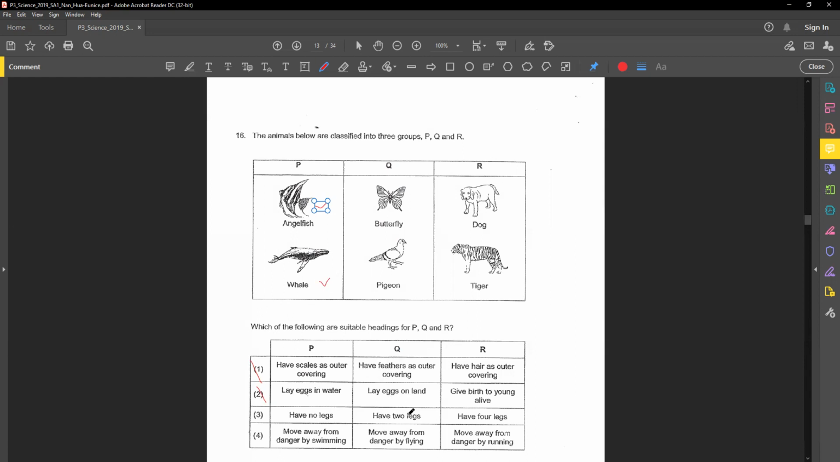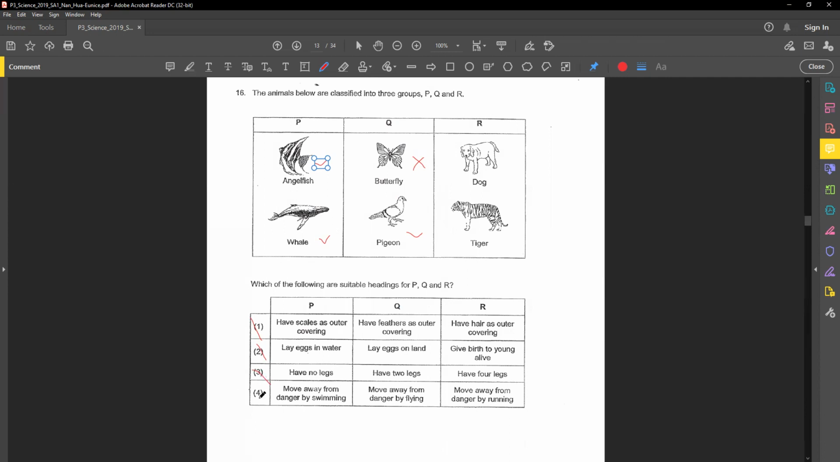Now we'll go on to column Q. So column Q says that animals in Q have 2 legs. This is true for the pigeon, but it is not true for the butterfly because the butterfly is an insect and insects have 6 legs. So option 3 is also wrong. So by elimination, we know that option 4 is the correct answer.